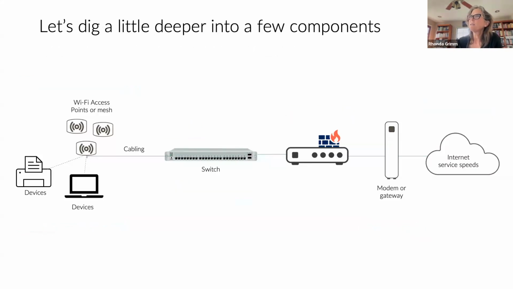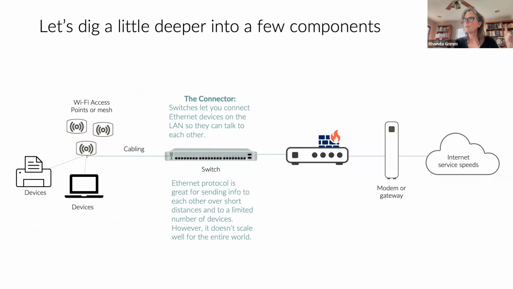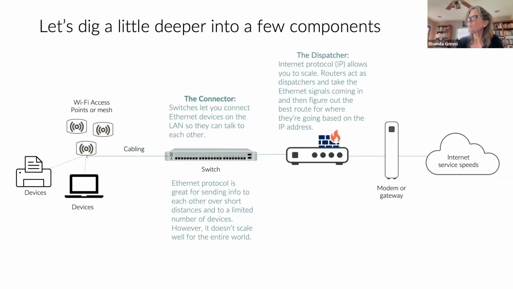But let's dig a little deeper into a few components. The switch is really kind of like the connector. The switch lets you connect all the Ethernet devices on the LAN so they can talk to each other. The switch uses the Ethernet protocol for sending info, but it's only really good at sending info short distances, and it doesn't scale. It's a limited number of devices, and you couldn't do millions and millions of devices on this protocol. So the switch is your connector, lets everything talk to each other on a local level.